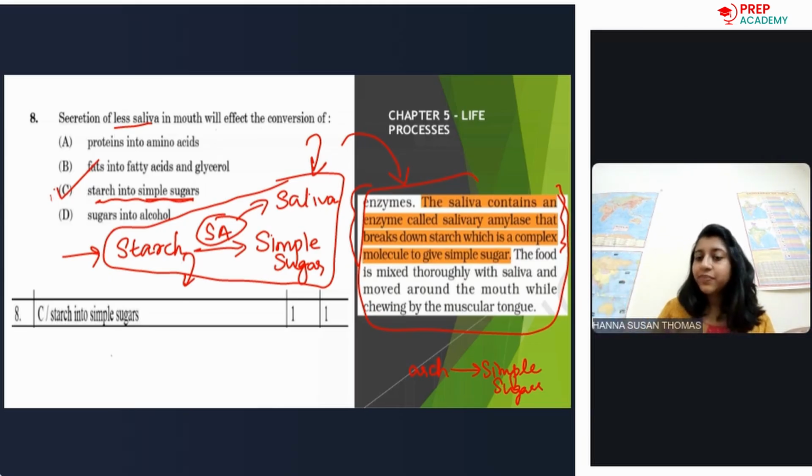There are 1 mark questions, 2 mark questions, 3, 4, and 5 mark questions. Okay. And under 1 mark questions, you can see MCQs or multiple choice questions along with assertion and reason questions. All these two categories come under 1 mark question only.